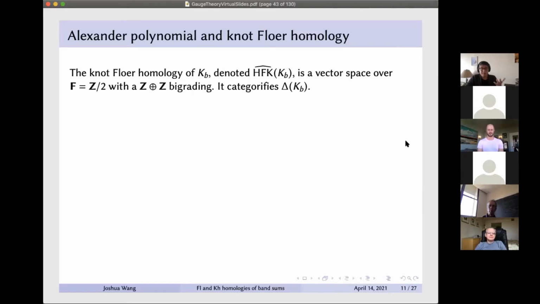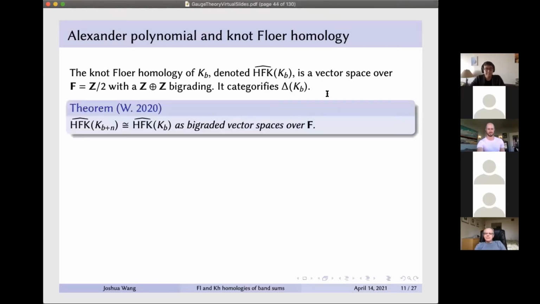So knot Floer homology is a knot invariant defined by Ozsváth and Szabó and independently by Rasmussen, and it categorifies the Alexander polynomial. The version I'll consider is HFK hat. It's a vector space over the field with two elements with two Z gradings. If you fix one of the Z gradings and take the alternating sum of the dimensions in the other Z grading, you obtain the coefficients of the Alexander polynomial. And it also is a functorial invariant, and I'll get to that later.